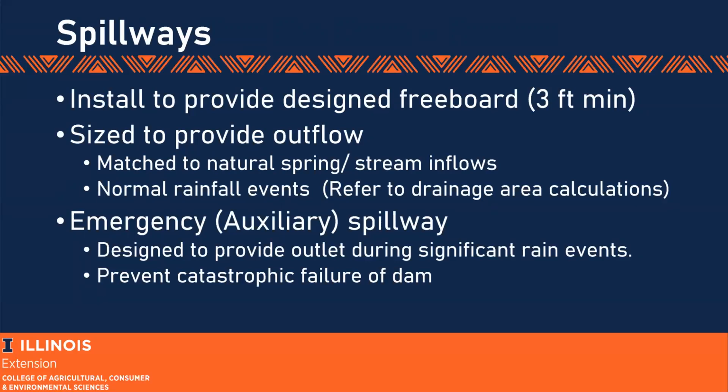The auxiliary spillway needs to be designed to provide an outlet during the large events. Its purpose is to prevent those catastrophic failures of the dam. It can be a separate pipe. It can be open area and part of the structure. I'm actually going to show a couple of options, a couple of them that I have better pictures of are concrete structures, where the spillway and the auxiliary spillway are designed in one piece.